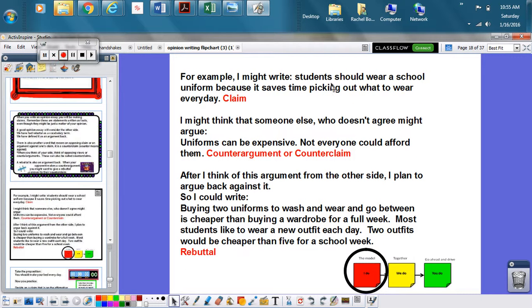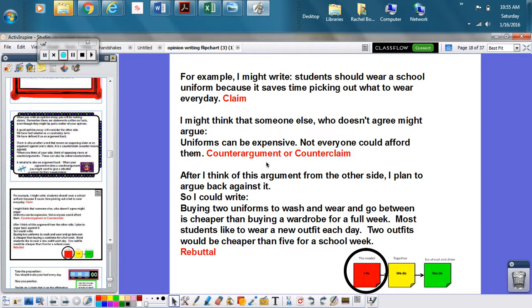So here's an example. I might write, students should wear school uniform because it saves time picking out what to wear every day. And that would be a claim. Then the other side, if they do not agree with wearing school uniforms, they might make a counter argument or a counterclaim against a claim. For example, I might think that someone else who doesn't agree might argue, uniforms can be expensive. Not everyone could afford them.